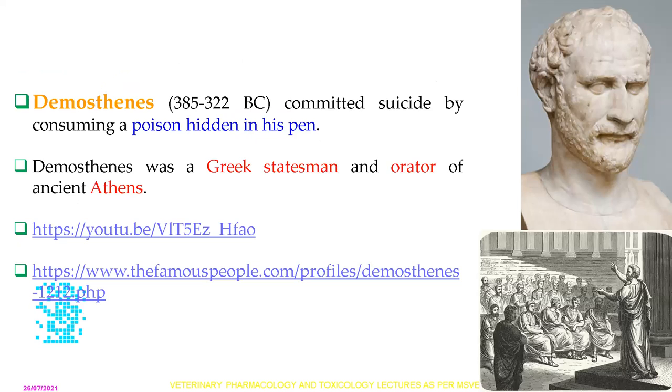Then here you can see a person, Demosthenes, who lived from 384 to 322 BCE, and he committed suicide by consuming poison hidden especially in his pen. This person was a Greek statesman, a Greek politician and orator of ancient Athens, who used to tell the people about the gods and other things. So here you can see the Greek sculpture, and this person consumed the hemlock, which was hidden in this pen.